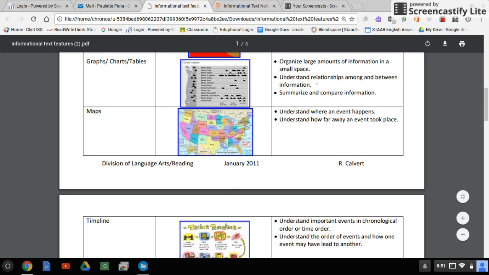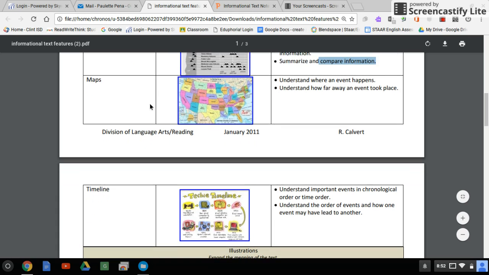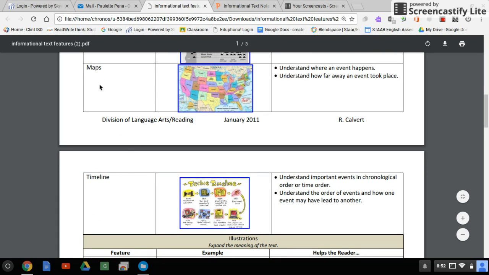It also helps with relationships among and between information. It shows you if this happens, this is the result. It shows you the relationship. And it helps you summarize and compare information. Highlight, summarize, and compare. The next one is maps.